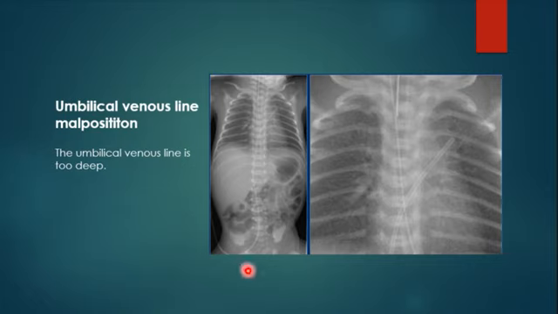This is another case of umbilical vein malposition. What happened here is that it has passed through the liver to the IVC, and it went up further and entered the heart through the right atrium. This patient had a foramen ovale that was still patent, so it entered the left atrium, and it has also entered into the pulmonary vein. So this is definitely a problem. We should reposition it. This is too deep.